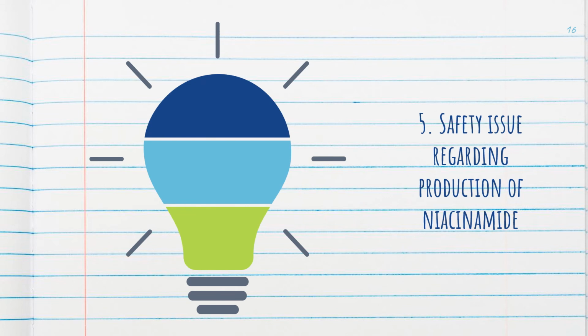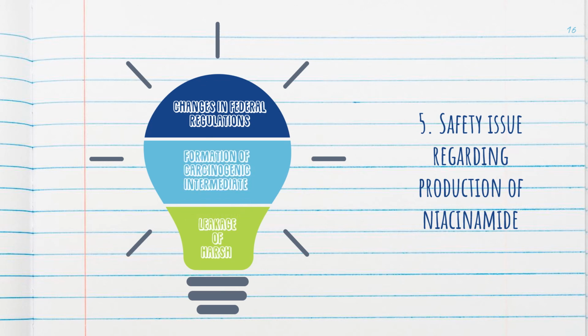The safety issue may occur due to the varying changes in federal regulations. For example, if the regulations of water and air quality are increasing, the manufacturers will try to save costs by reducing the usage of water in cleaning streams. Hence, it will lead to safety issues such as leakage of harsh and carcinogenic chemicals formed as intermediates in the pathways to the production of niacinamide.